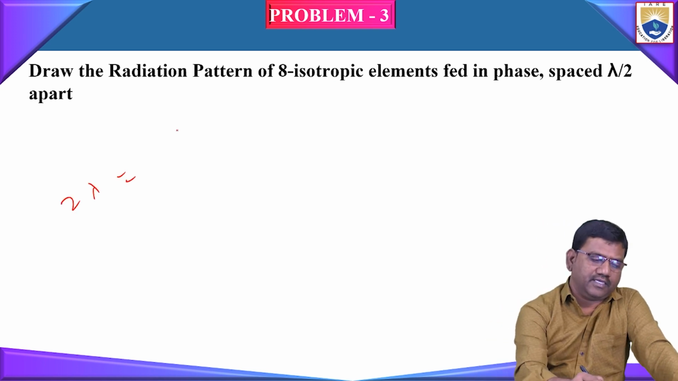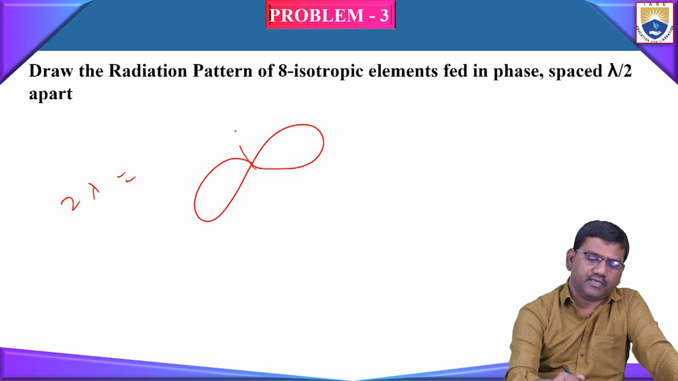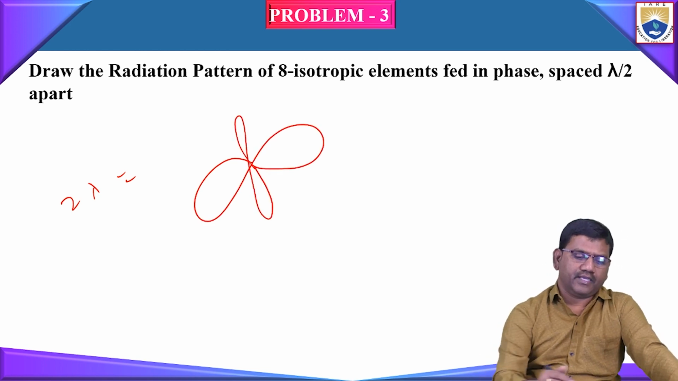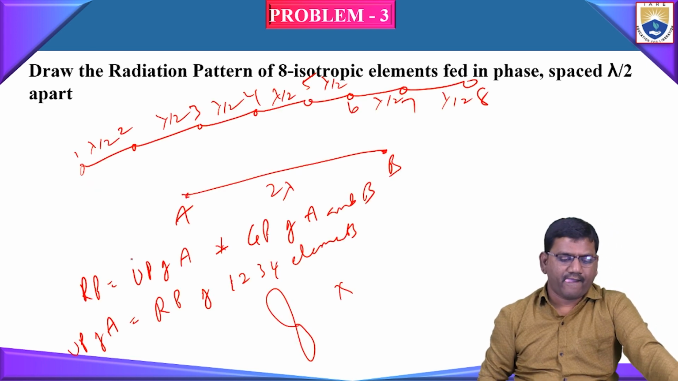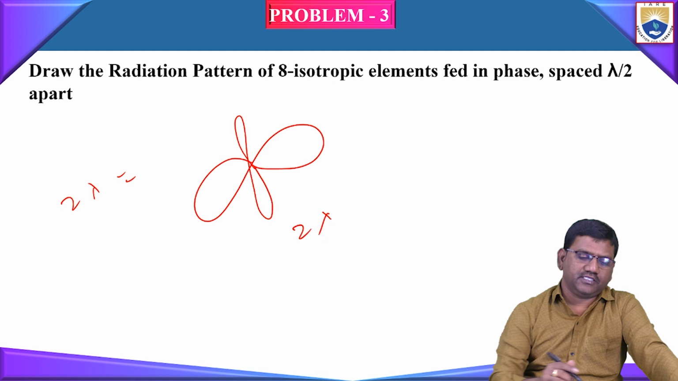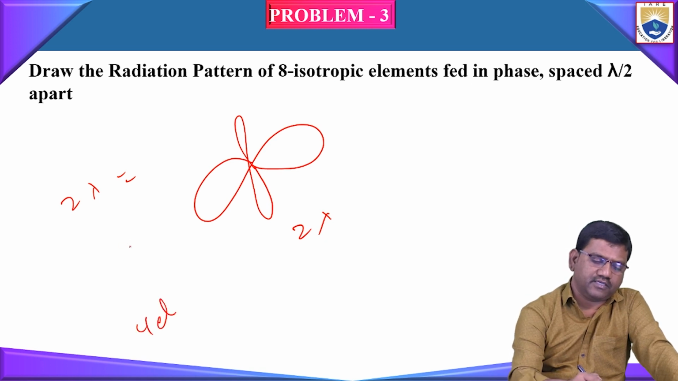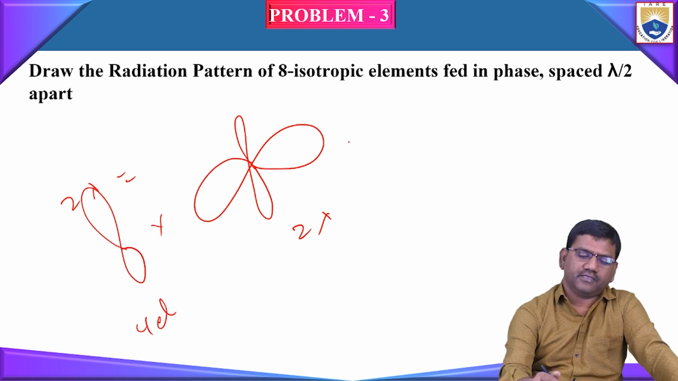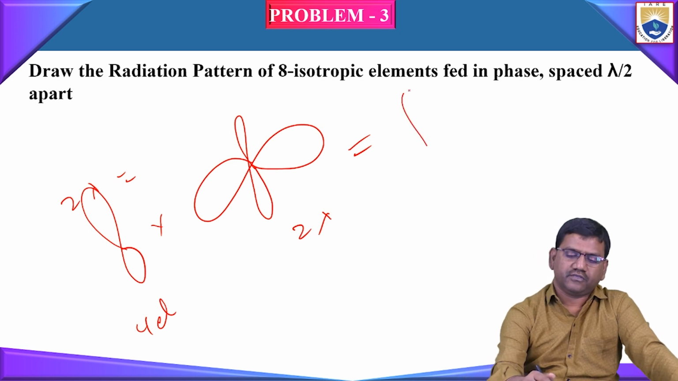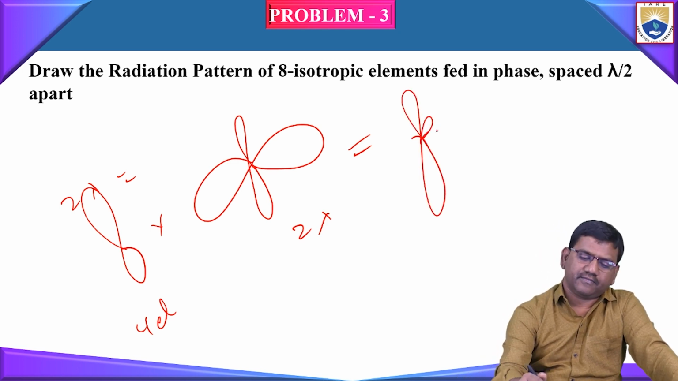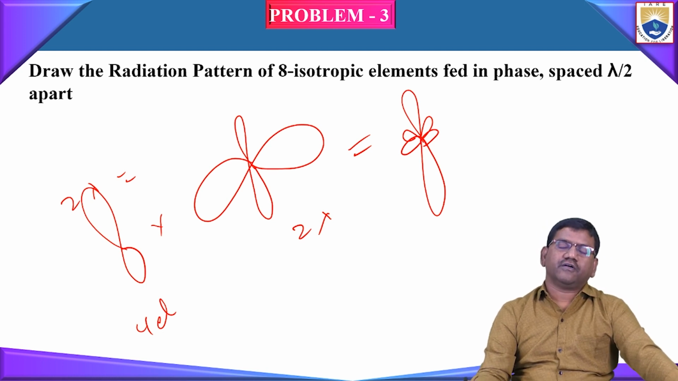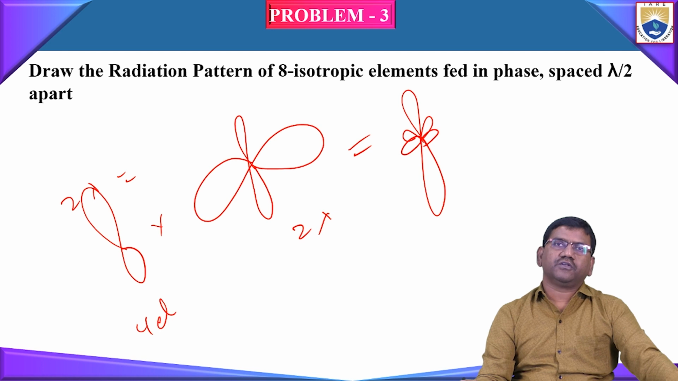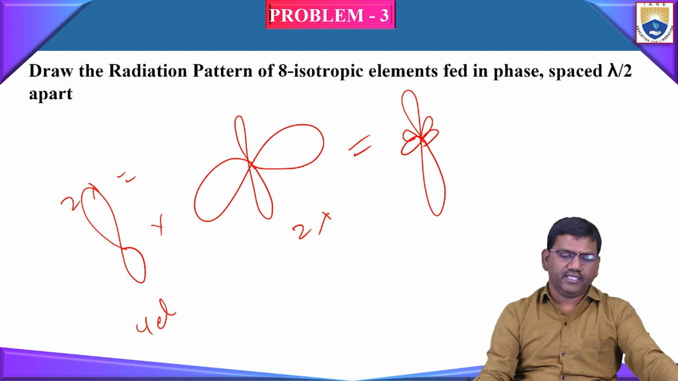So for 2 lambda, the radiation pattern will be like this. And here, the radiation pattern of 4 elements is the individual pattern. So we are going to multiply these two. If we multiply these two, you will get like this. So we need to know the radiation pattern of the 4 element array to draw the radiation pattern of 8 elements.